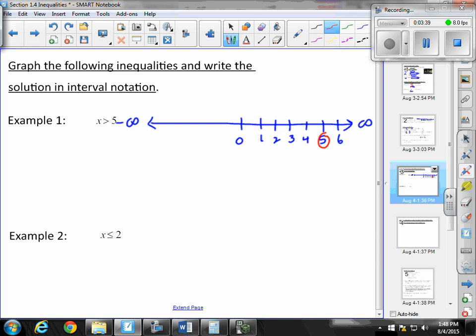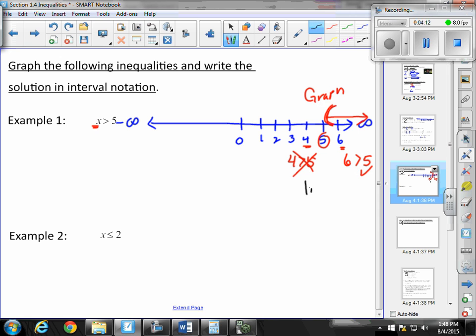And to determine which way I'm going to shade, I'm going to pick two test numbers, one on either side of 5. And I'm going to replace x with that number. Is 4 greater than 5? No, it is not. Is 6 greater than 5? Yes. Then we're going to shade from 5 in the direction of 6, so off to the left. My inequality sign does not have the equal to part. It is strictly greater than, so I'm going to use a parenthesis. So this is what my graph looks like.